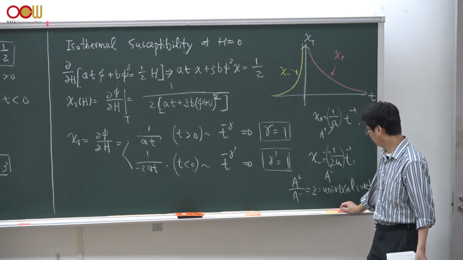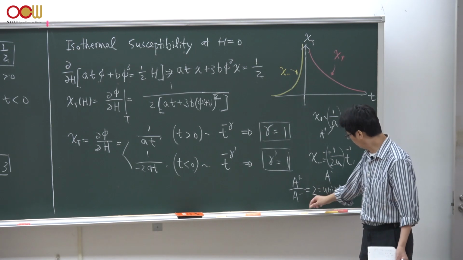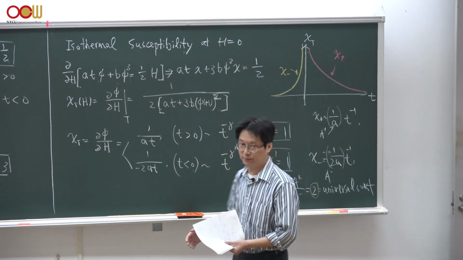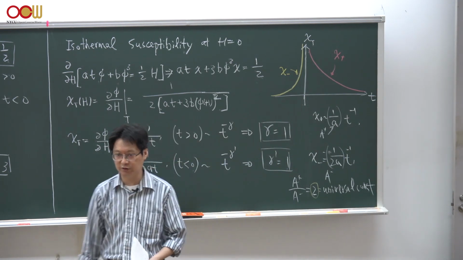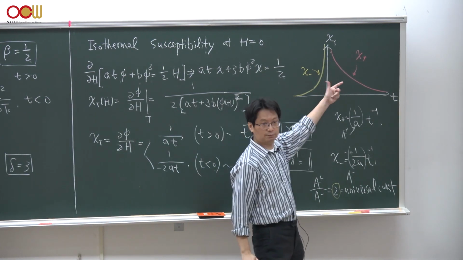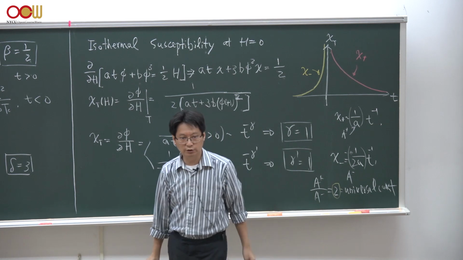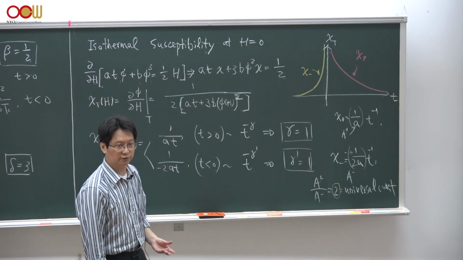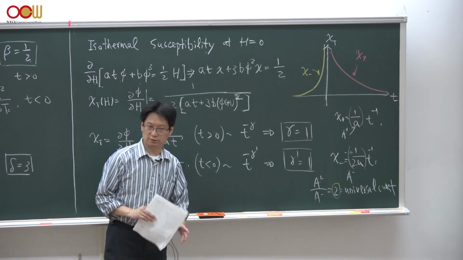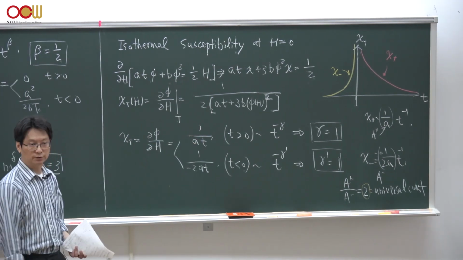So experimentally, one can test this universal ratio by measuring the isothermal spin susceptibility above and below the transition temperature. And you can check, number 1, whether this is 1 over t behavior on both sides. And number 2, you can check the prefactor difference. So that's a very powerful prediction based on Landau's a little bit naive mean field theory.